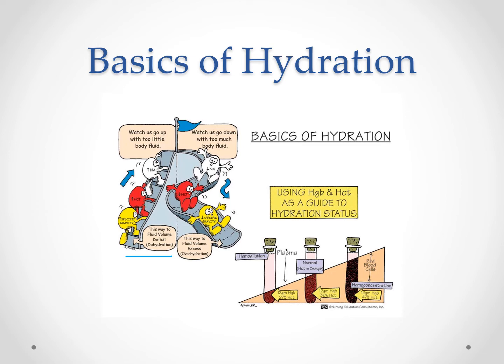Basics of hydration using your HGB and your HCT as a guide for hydration status. So it's showing you this right here. Your hemodilution, there's your plasma, and here's your solutes, and this is normal. That's normal plasma, and then there's your red blood cells, and then your plasma. So that's your hypertonic.